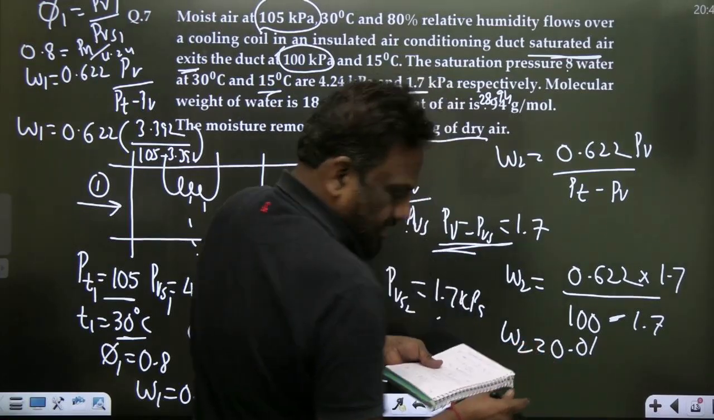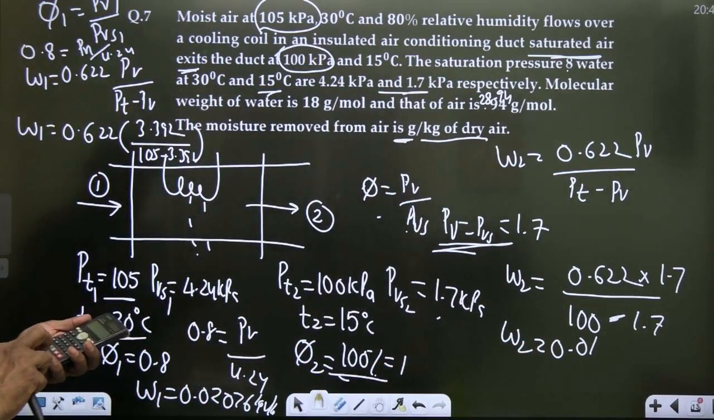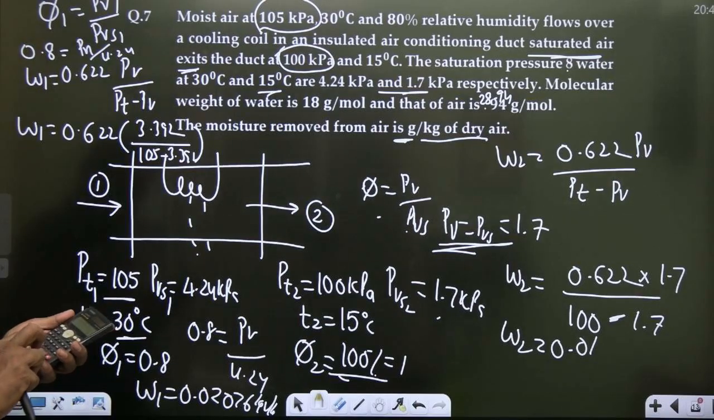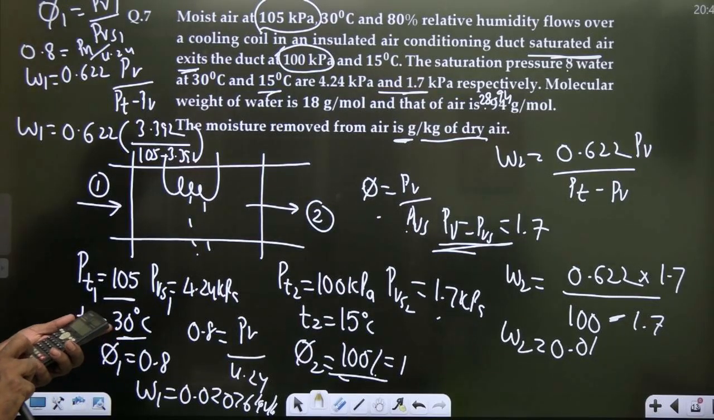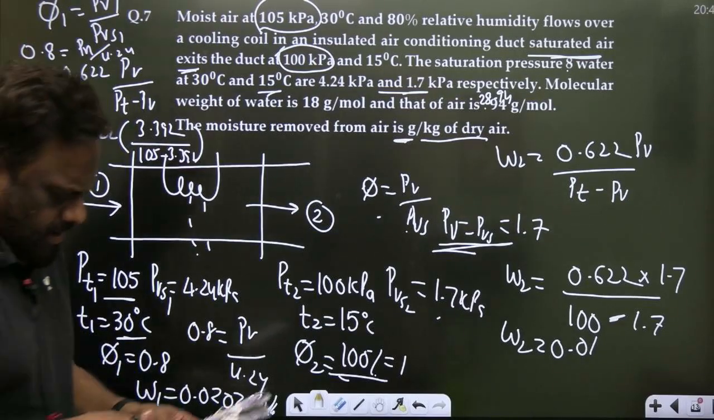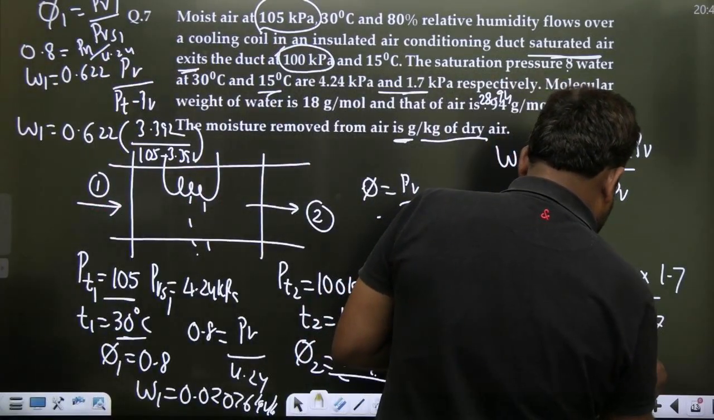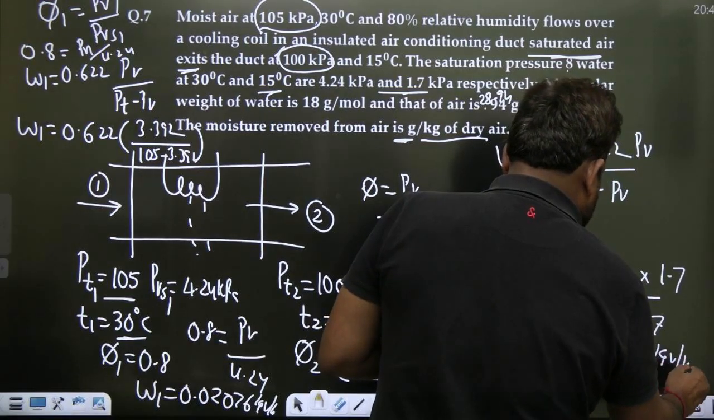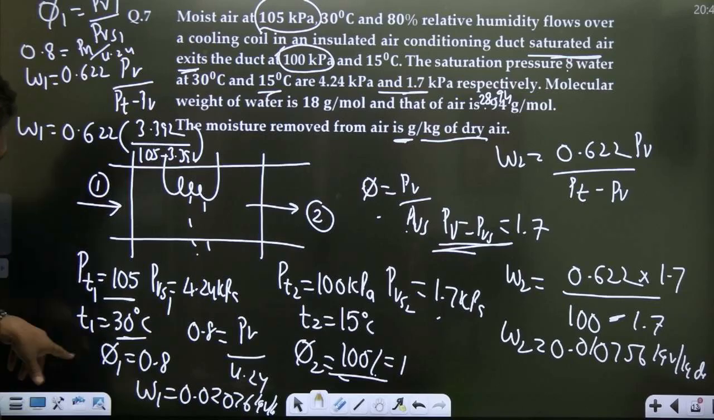Let us calculate once more, sir: 0.622 into 1.7 by 100 minus 1.7. It is 0.010756 kg vapor per kg dryer. And this is the moisture at the second state. This is the moisture at the first state.